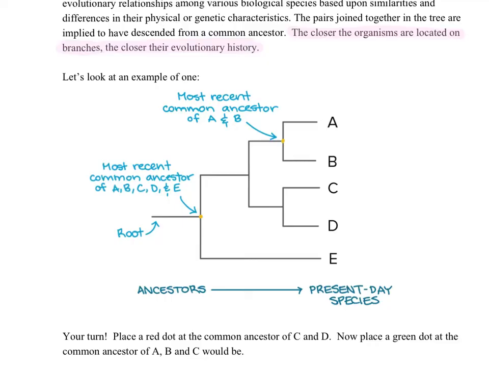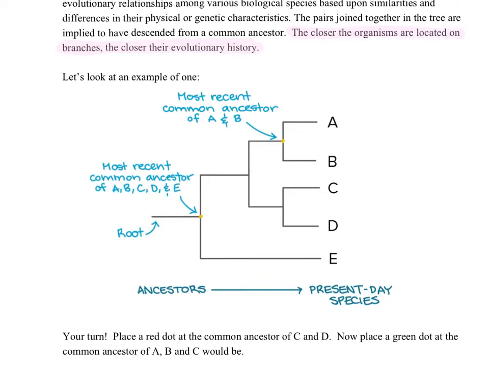Now let's take a look at an example of a phylogenetic tree. You'll notice that there are certain node points marked for you. For example, here you see that the most recent common ancestor of A and B is marked at this node. And then the most recent common ancestor of A, B, C, and D would be located here. So everything beyond this point would be the common ancestor for all of these organisms. This right here is referred to as the root.